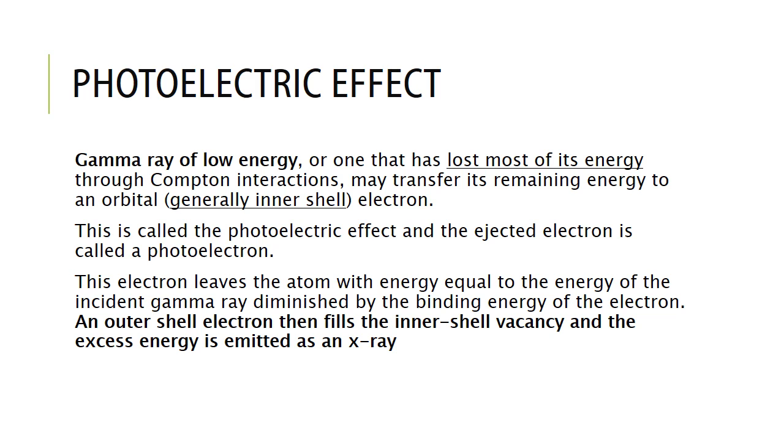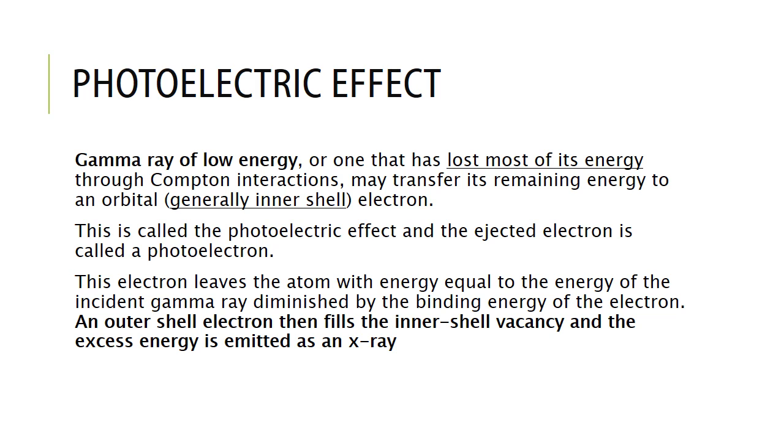Okay, so photoelectric effect. Now remember, photoelectric effect occurs when a gamma ray of low energy, or one that's lost most of its energy through Compton interactions, transfers its remaining energy to an inner shell orbital electron. So this photoelectric effect is going to happen because the photon's going to collide again with that tightly bound inner shell electron.